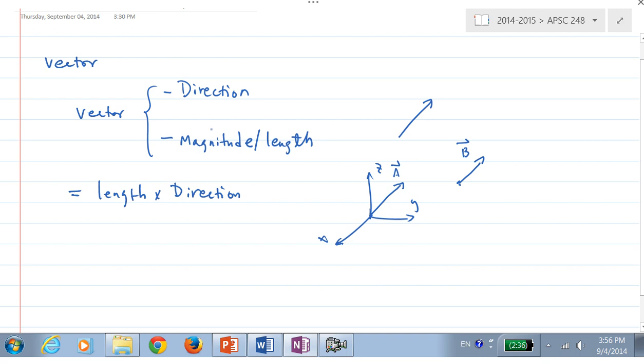Definition: what characterizes the vector? Direction and magnitude. What did I just say? B has the same direction and magnitude. So B and A actually are the same vector. So here brings the concept: vector is free. Free meaning what? Free means you don't rotate it. It's free to move parallelly to anywhere in 3D space. That's what we mean by free.